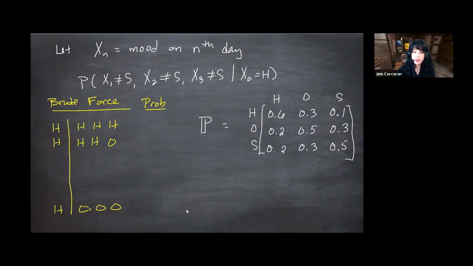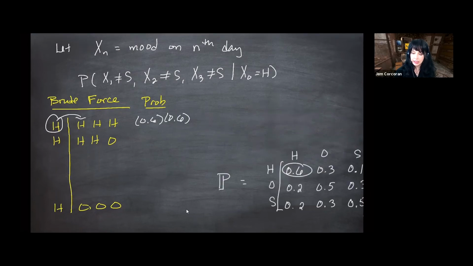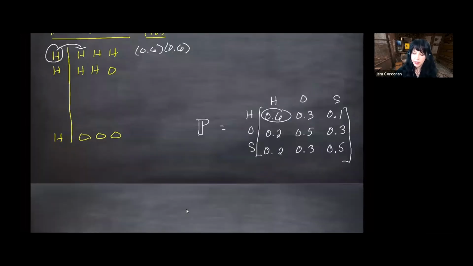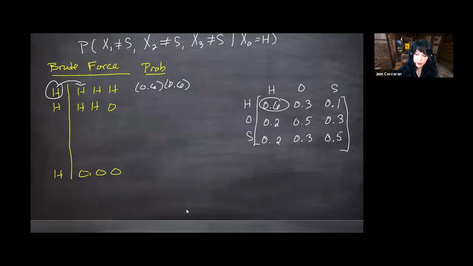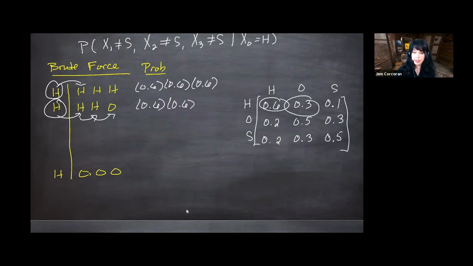The first one is he's starting at happy, and we're going to happy. That's this 0.6. And then he's going to happy again, so that's another 0.6. And then finally happy again. I'm going to take the P off of this so it's not so wide. So there's one more 0.6 on there. And the next one, he goes from happy to happy with probability 0.6, and then from happy to happy again, another 0.6. And then he goes from happy to okay, and that's over here, that's a 0.3.